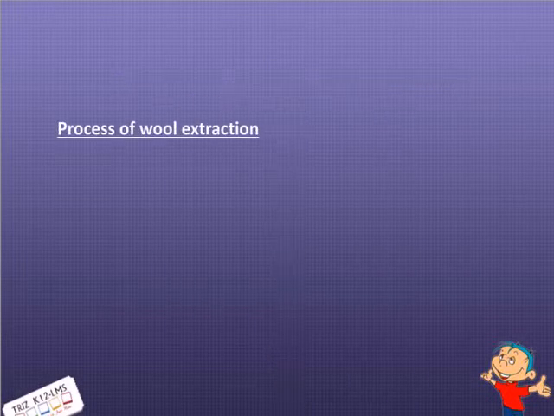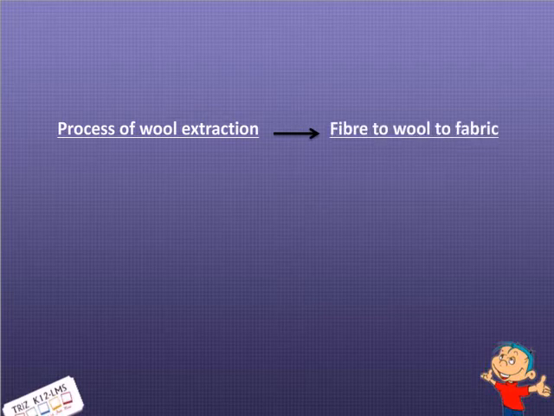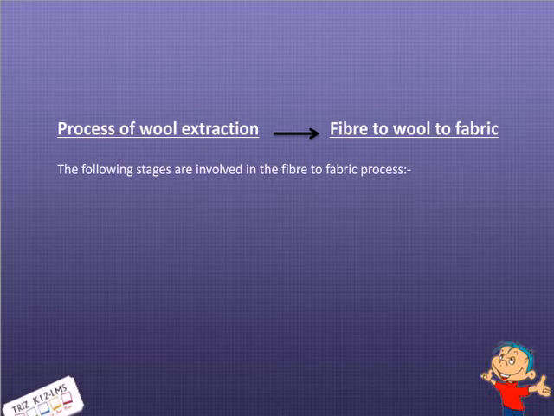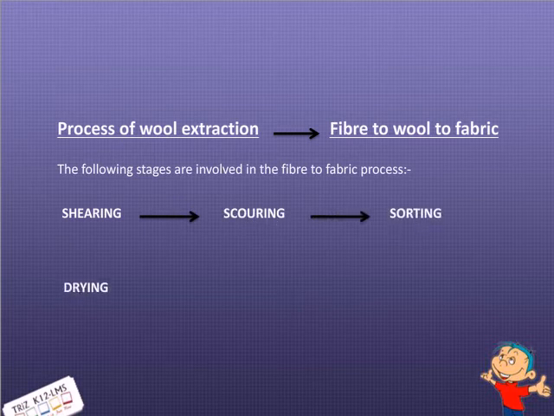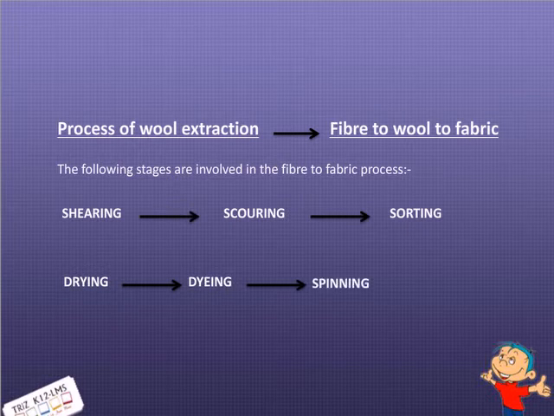Process of wool extraction. Fiber to wool to fabric. The following stages are involved in the fiber to fabric process: shearing, scouring, sorting, drying, dyeing, spinning, and weaving.